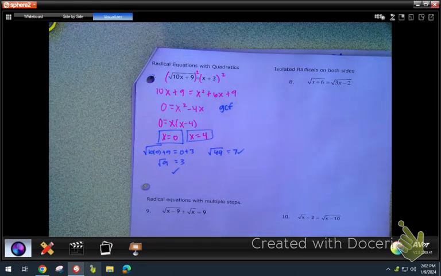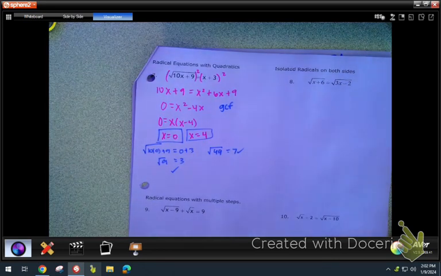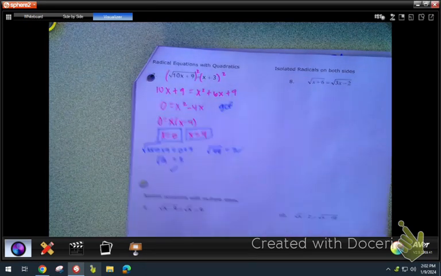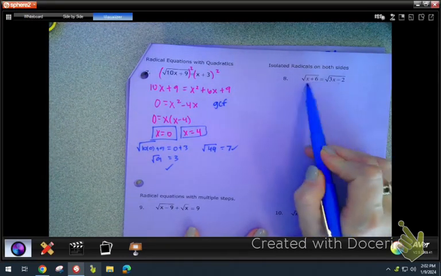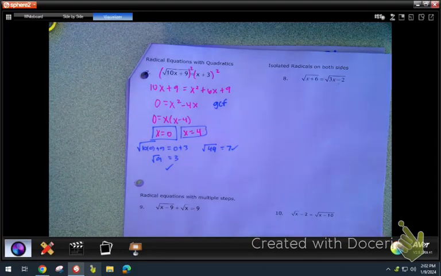Okay, so if you have a radical on both sides, let's talk about what happens with that here, because depending on what's inside the radical, they could be really easy. Like number 8, I do have 2 radicals, but is there anything happening outside of either of them? No. So this actually is a pretty easy problem.